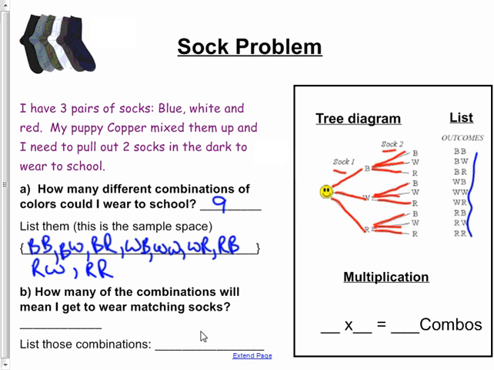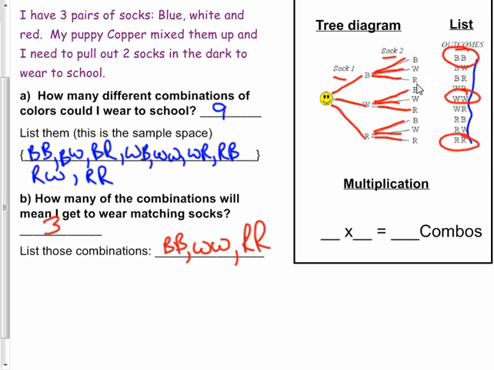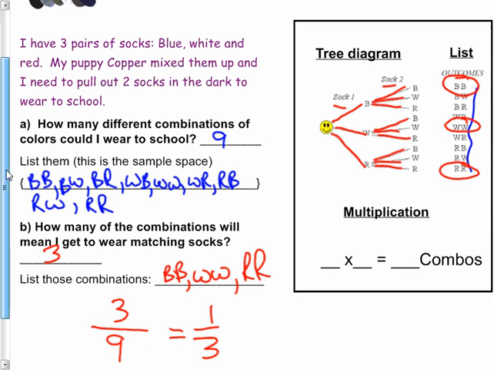All right, so how many of those combinations mean I get to wear matching socks to school? Let's look at how many from our list have two of the same color. So we have blue and blue, white and white, or red and red. So it looks like I have three combinations where I would wear matching socks to school. And let's list them. Blue, blue, white, white, or red, red. So we could say, what's the probability that I will draw a matching pair of socks? Well, three of them are matching out of 9 combinations total. So I have a 3 in 9 chance of drawing matching pairs, or we could simplify that to a 1 in 3 chance. So good luck to me as I try to match my socks on my way to school.